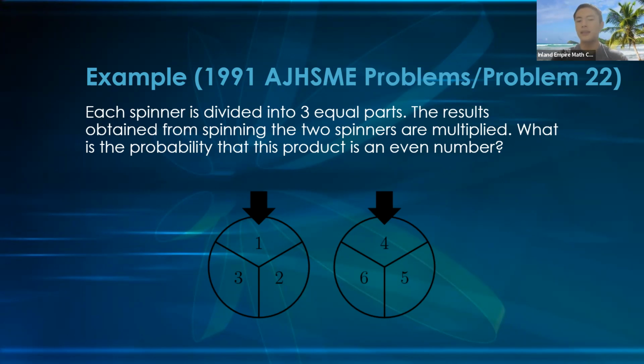Basically it's saying that I'm going to spin these 2 wheels randomly, right? Totally random. It's going to land on one of 3 numbers. So for example, I land on 1 and 4, and you multiply the two numbers together, so you get a product of 4. They're asking, what is the probability that the product is an even number? What's the probability that you randomly spin the wheels and get an even product?